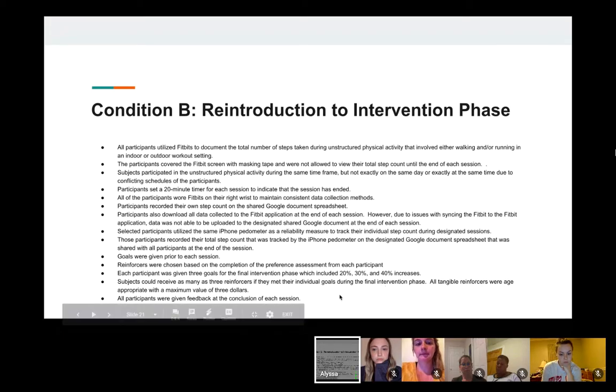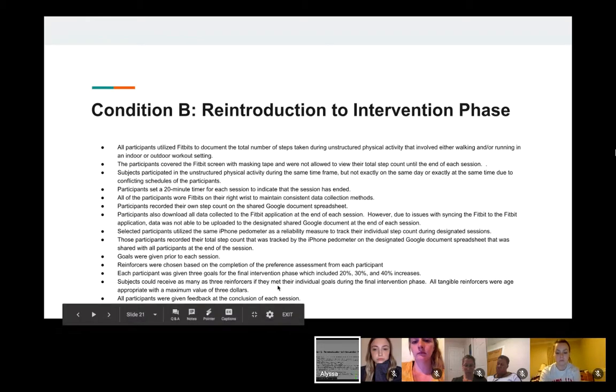We were able to receive as many as 3 reinforcers if our goals were met during this intervention phase. And just to note that our reinforcers were definitely age appropriate, and the max value of them was $3. And then all participants were given feedback at the conclusion of each session.